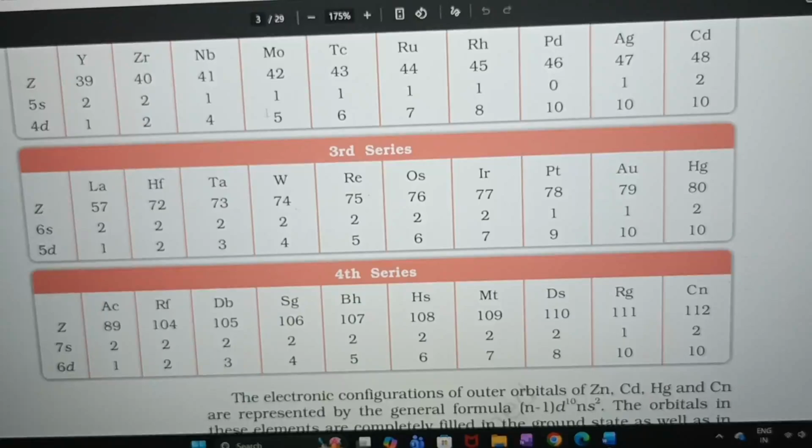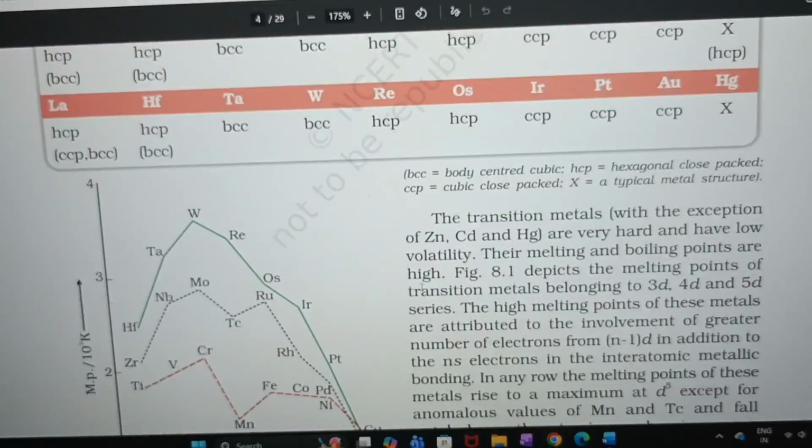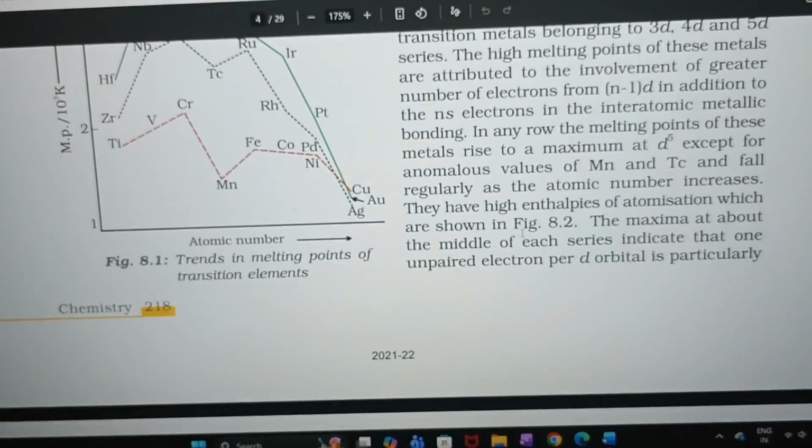So these generally, if they're having this d 5 in them, their melting point, boiling point is increasing. That's why they're at the peak. But again, there is anomalous property. There is an exception for this, saying that manganese and technetium, they're falling. Look, their melting point and boiling point decreased.